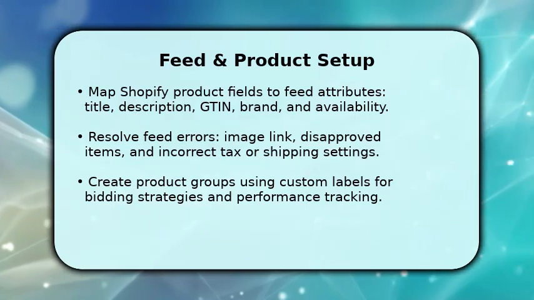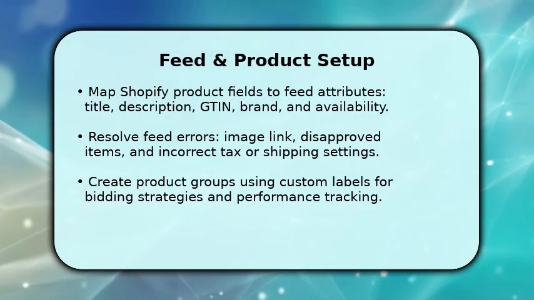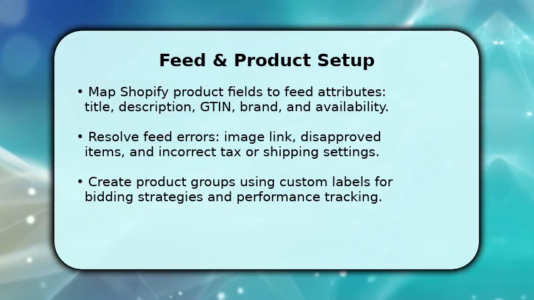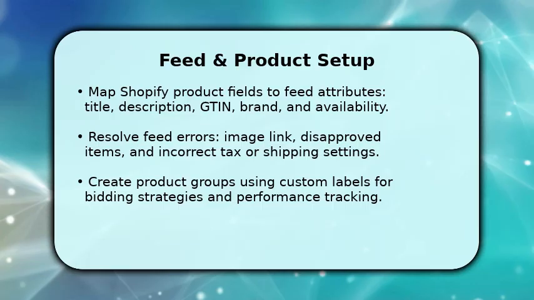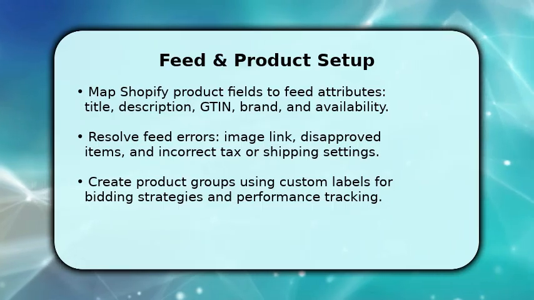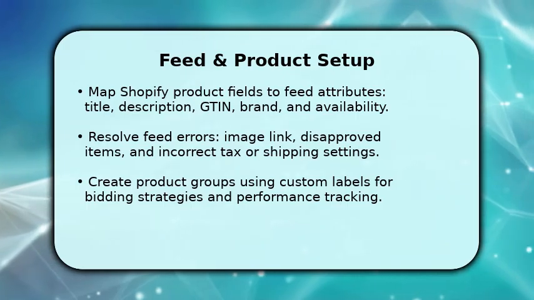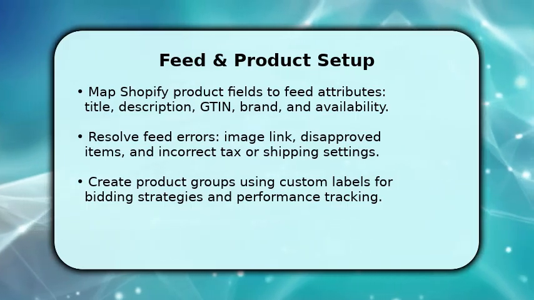In Merchant Center, review the Shopify synced feed. Confirm titles, descriptions, GTIN, and high-resolution images meet Google specs. Fix any disapproved items and correct shipping or tax mismatches so products stay eligible. Once clean, return to Google Ads and create a shopping campaign.